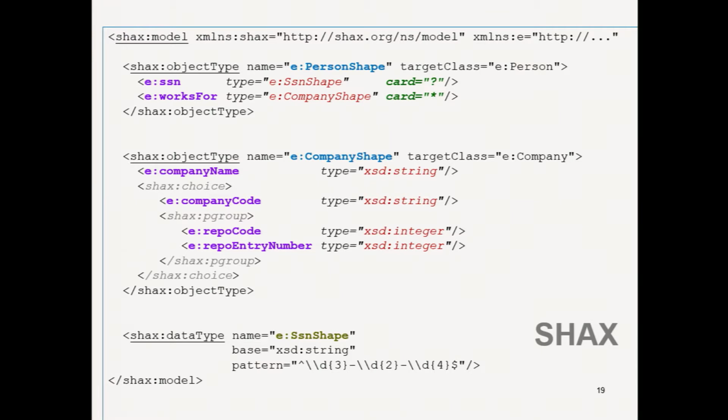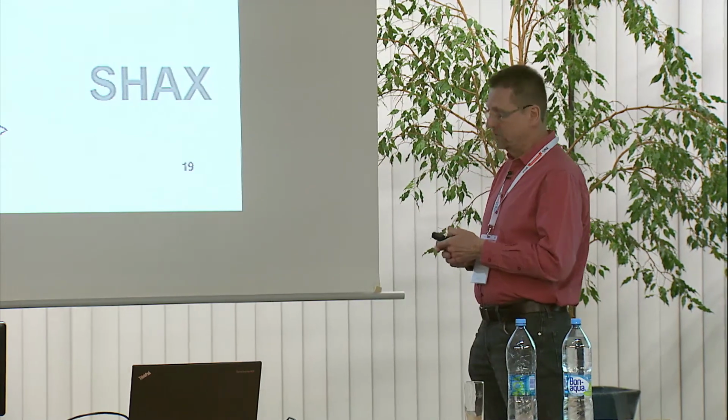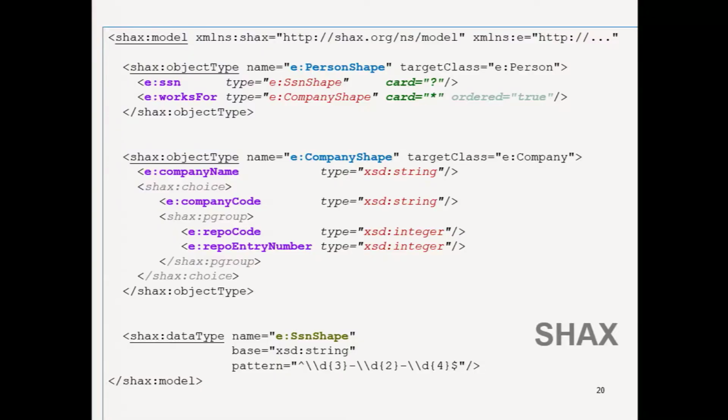If we want the values of works for to be ordered, this can be accomplished in RDF using an RDF list. And in our SHAX model, all we have to do is add an ordered attribute. So we have arrived at a small model which showcases the basic capabilities of SHAX. And it is very readable, I think, and it is easy to imagine now going on and building a large type system along these lines.